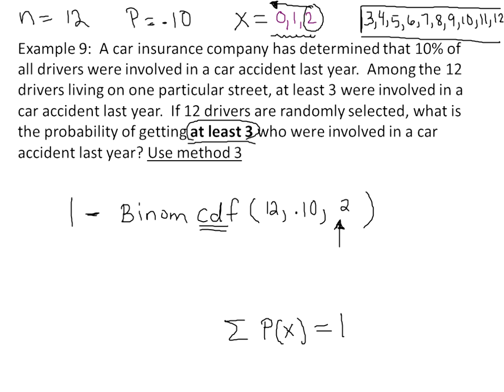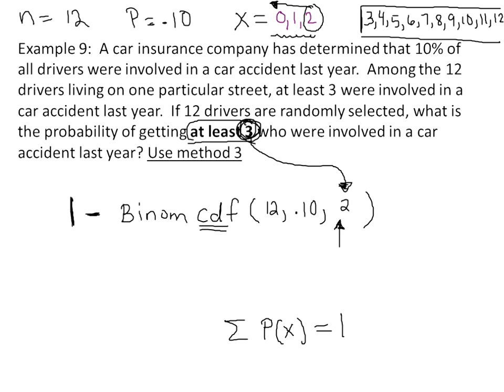So when you have the at least 3 situation, it's going to be 1 minus binomial CDF. And the value of what you put here is always going to be 1 less than what is written. So we put 2. 2 is 1 less from 3, right? 2 is smaller than 3 by 1. So that's always the case. If it says at least, it's always going to be 1 minus the binomial CDF. And the value of x that you type in is going to be 1 smaller than what you're given. So 2 is 1 smaller than 3.